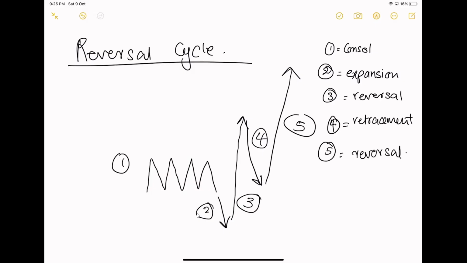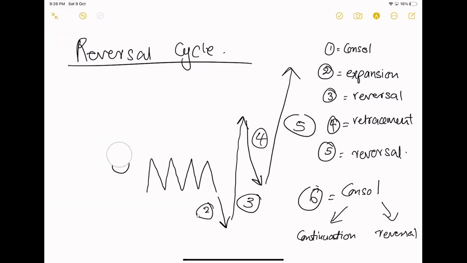All right. Now I'll ask you something. After number 5, what does price do? Very nice. Then the 6th step is back to consolidation, and from there onwards you will get a continuation or a reversal again. That's all there is to it. And again, this is the bullish example. Now let's see if I can draw the bearish example.